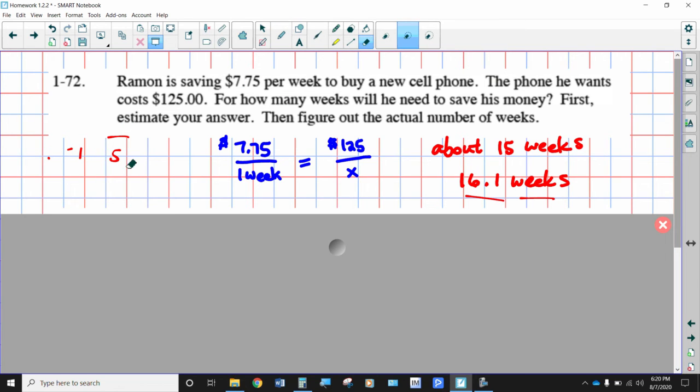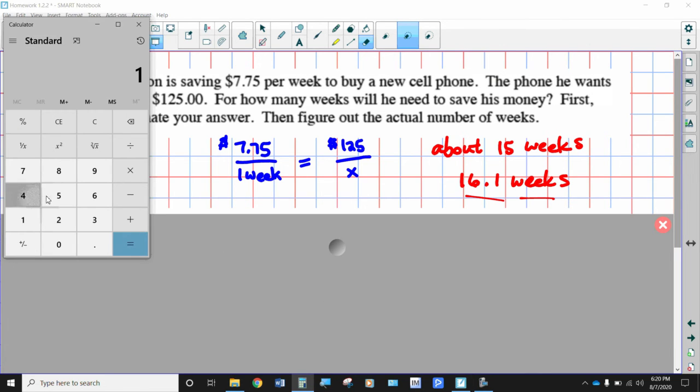And so now I can go ahead and test that theory. I can say, all right, well, what's 15 times 7.75? So if you save for 15 weeks, you'd only have $116. If you took $7.75 and multiplied it times 16 weeks, you're still $1 short, sadly. So even 16 weeks, you're not going to have enough. So really, the proper answer, assuming that you get paid at the end of the week, would be 17 weeks is how long it's going to take before you've got enough money to cover the phone. And let's not even get into the taxes that you're going to have to pay on the phone as well.